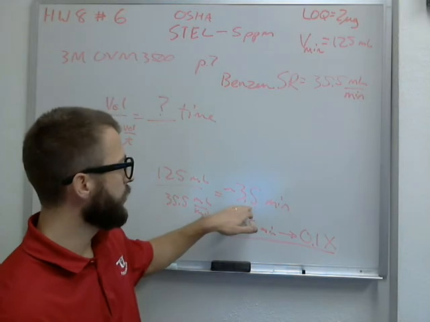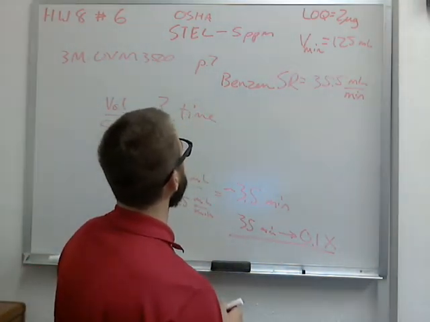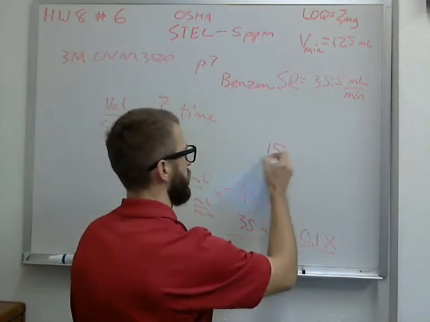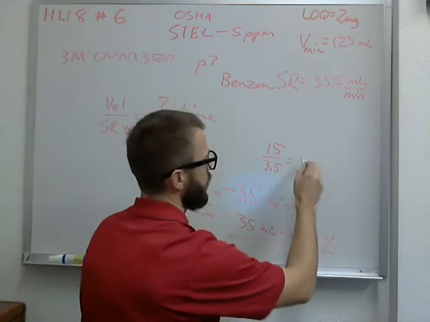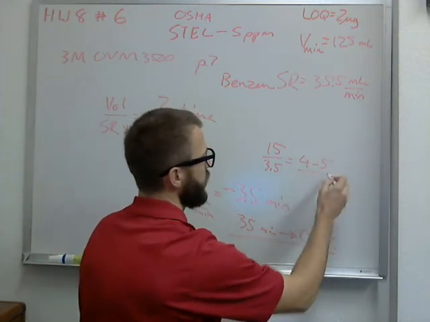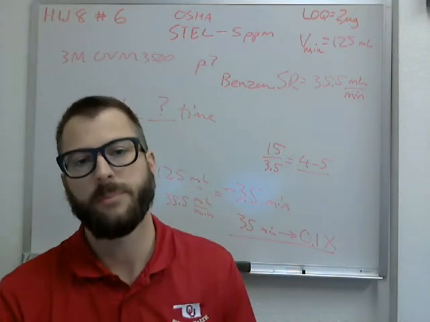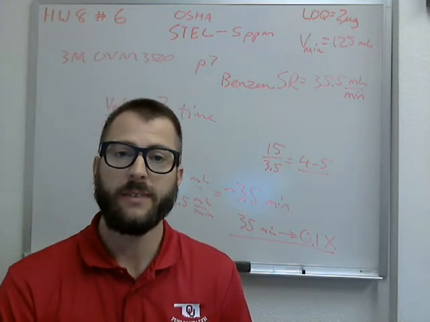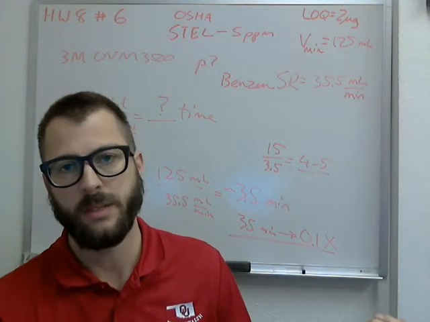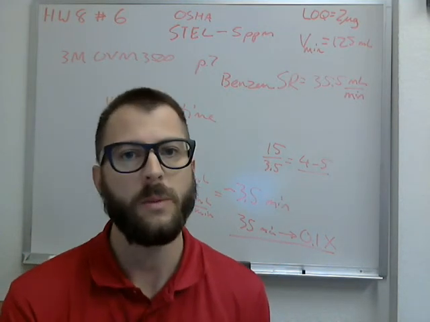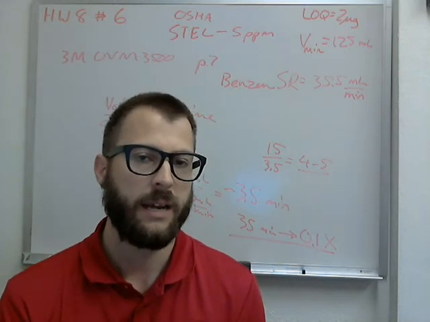But we do have 3.5 minutes, and 15 over 3.5 is somewhere between 4 and 5. So at least we're going to be in the 20 to 30% range. That's not bad. It's not perfect, it's not ideal. But if I was being exposed to, say, 6 ppm or 7 ppm, I should be able to detect that. Or even if I was being exposed to 3 ppm for this length of time, I should still get meaningful data back from the lab.